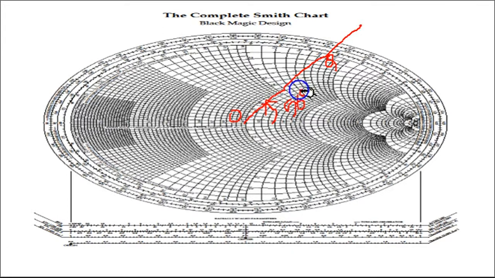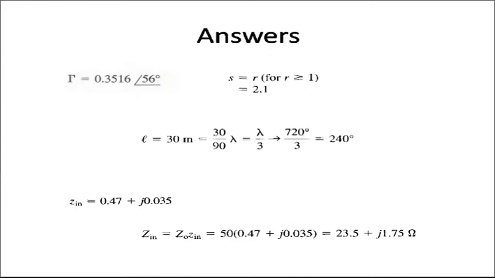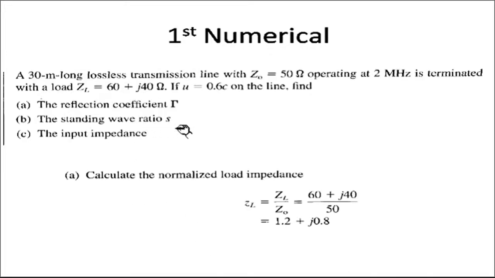So magnitude is OP upon OQ. Once I get the magnitude, the angle is 56 degrees. So this is the answer of the first bit of the question. Then next, he is asking for the standing wave ratio.